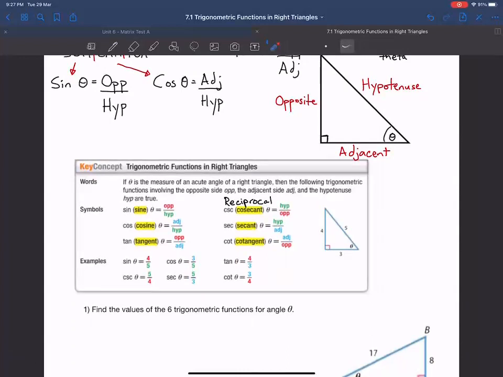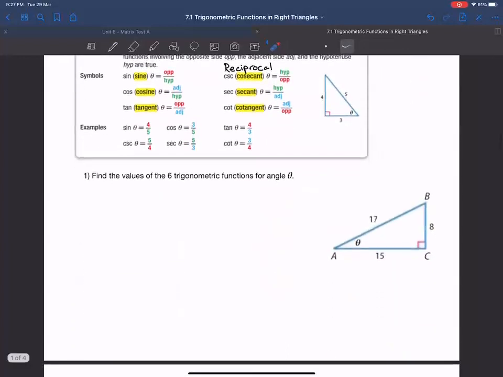So let's go ahead and use this. It says to find the values of these six trigonometric functions for the angle theta. So I want to go through and label each of these sides. I know that the longest side here must be my hypotenuse. The side beside my angle theta must be my adjacent, which means what I have left over is my opposite. So now that I have these three sides, I can use my six trigonometric functions.